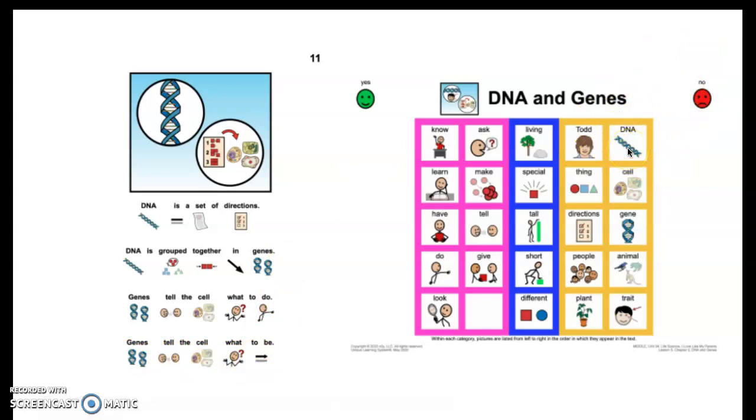So directions are like when your parents tell you to go to bed, that's a direction, or when you get up and they say, go to the bathroom and brush your teeth. Those are directions. So just like that, DNA is a set of directions, and they group together in genes. So sets of DNA make genes. And the genes tell your cells what to do and be.